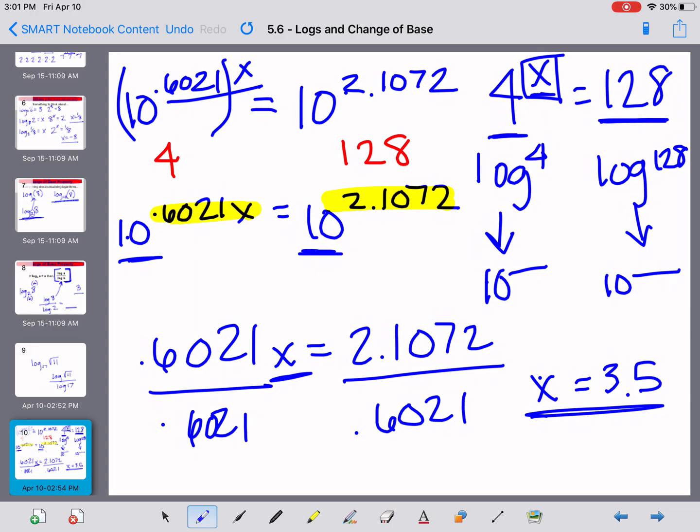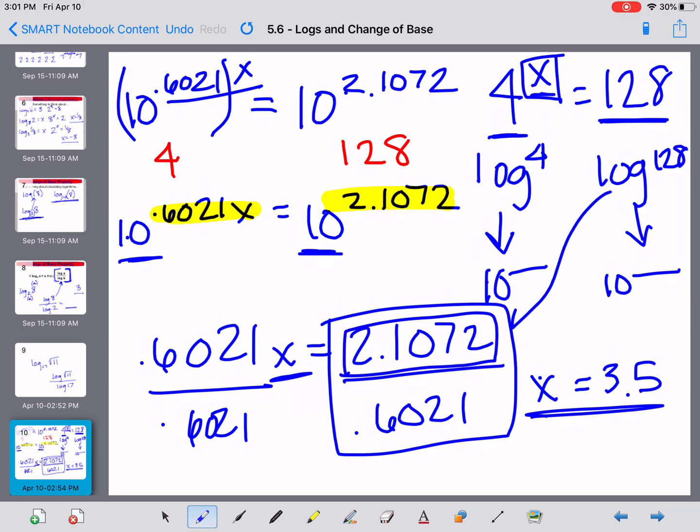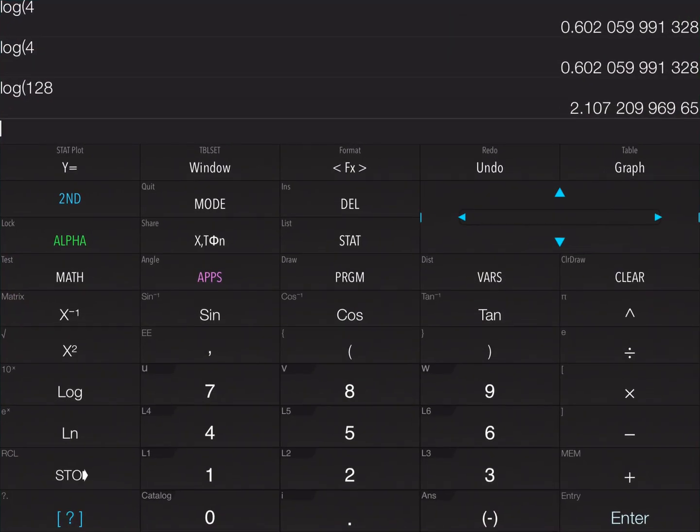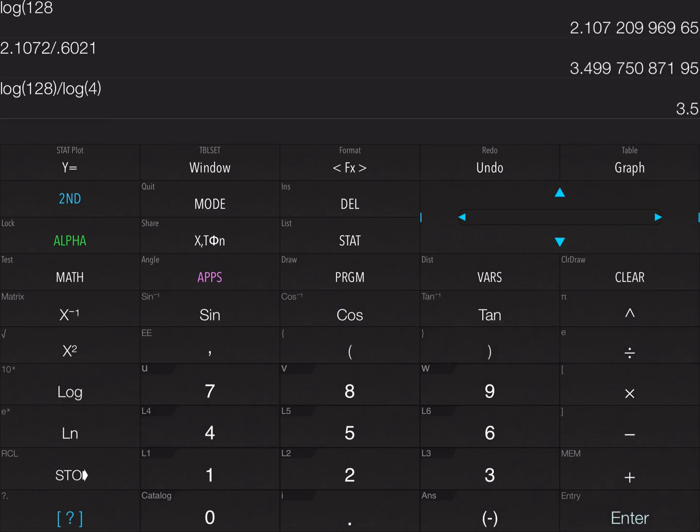Well, let's look at what this actually means. If I look at this part especially, this 2.1072 was just log of 128. And log of 4 was just that 0.6021, which means that if I just take the log of A and the log of B, I can get my end result, which is right around 3.5. So let's try that. If we just do log of 128 divided by log of 4, 3.5.